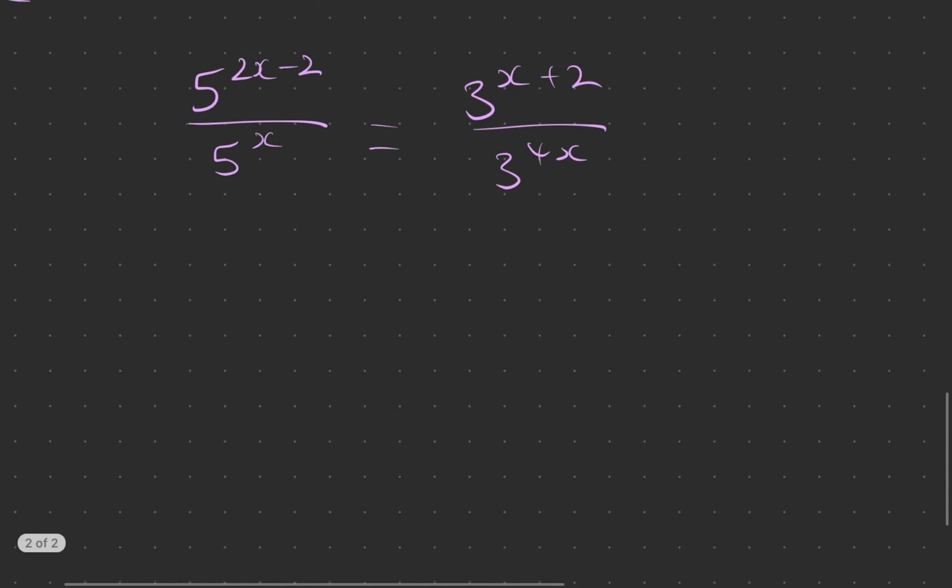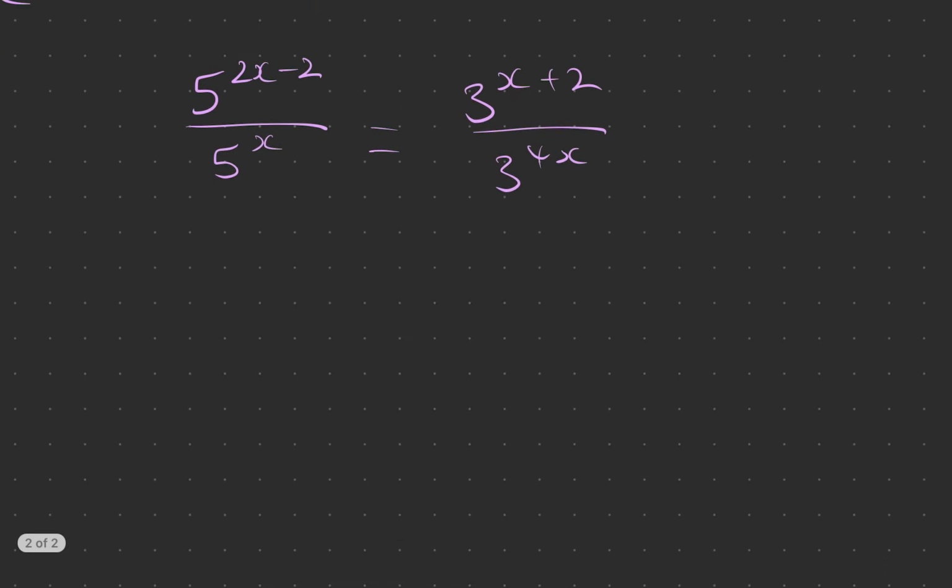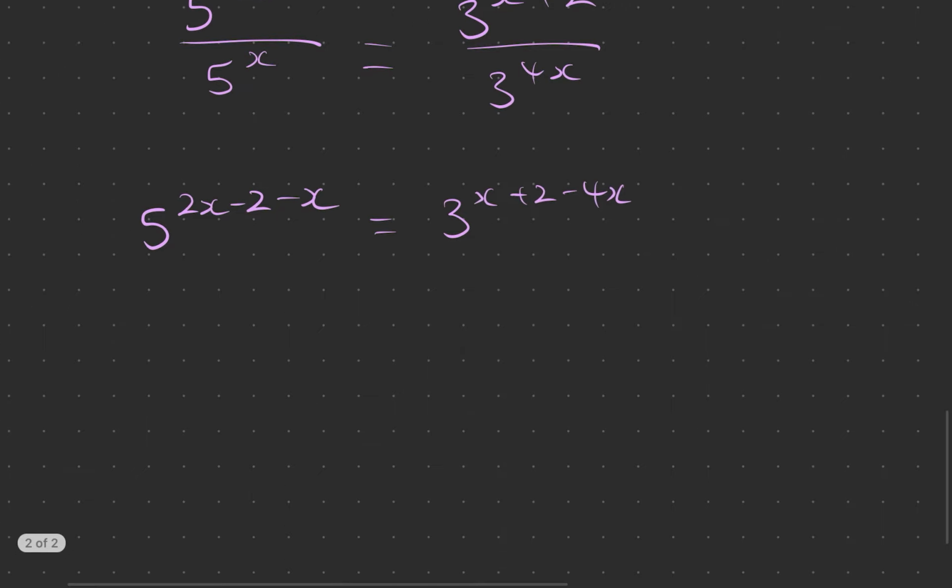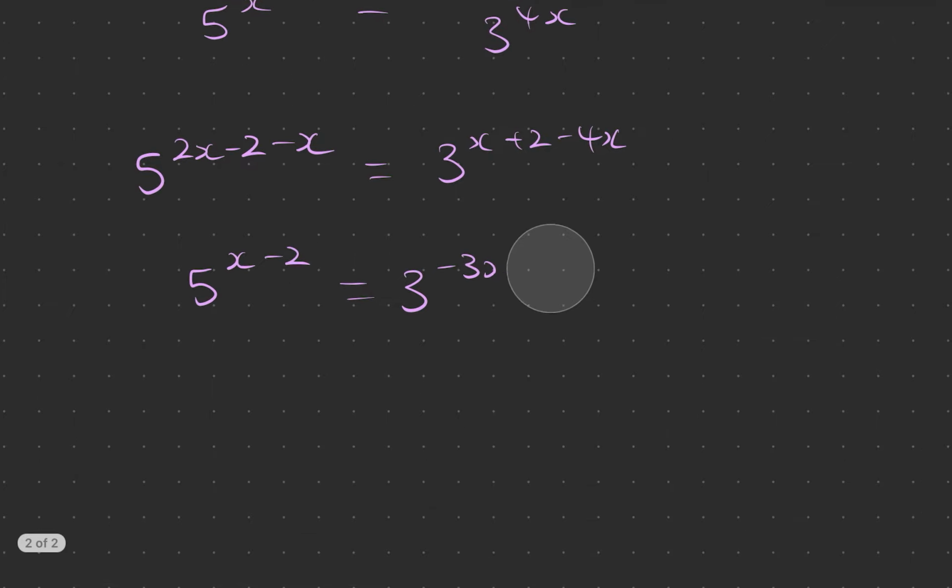So now we can use some indices to help us out. So 5 to the power of 2x minus 2 minus x will equal 3 to the power of 3x plus 2 minus 4x. So what will this give us? This will give us 5 to the power of x minus 2 equal to 3 to the power of negative x plus 2. Or you can write this as 3 to the power of 2 minus x.